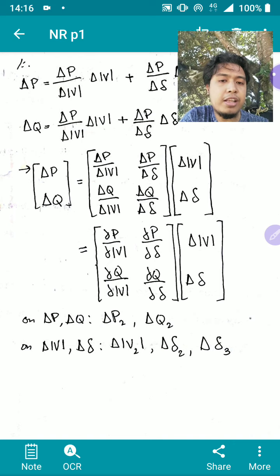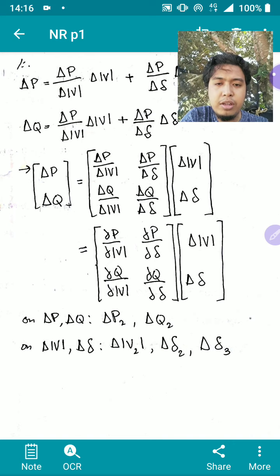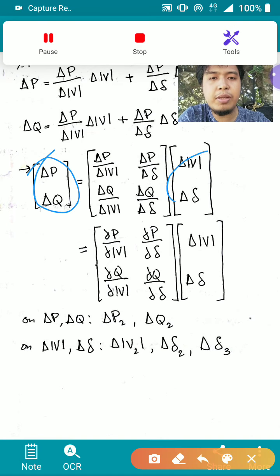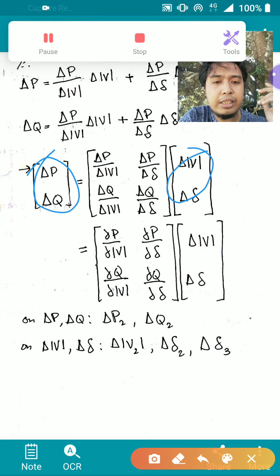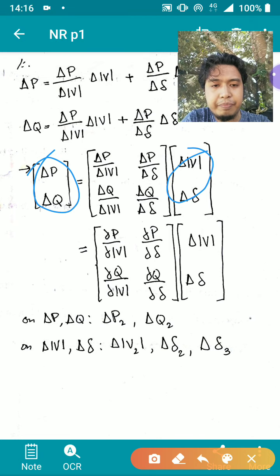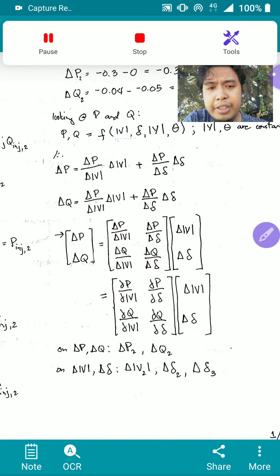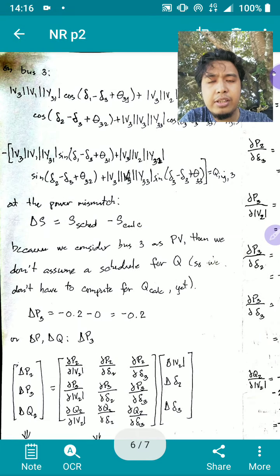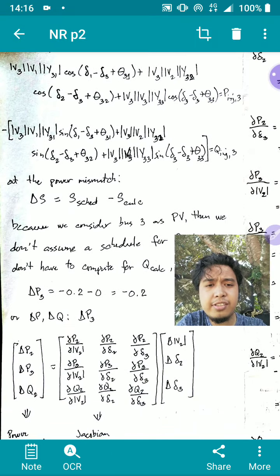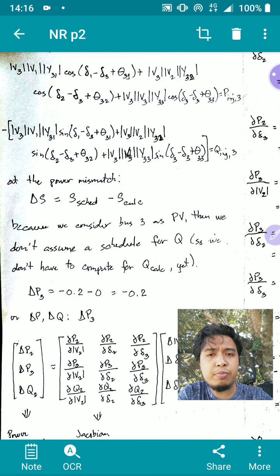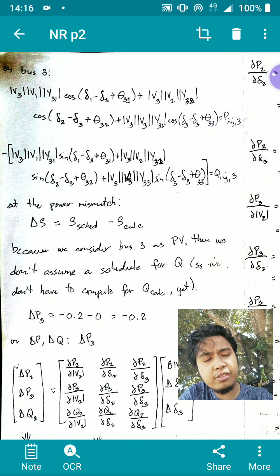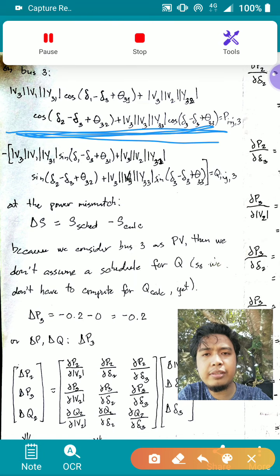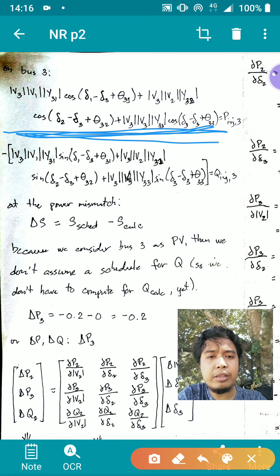So on delta P and delta Q, you have a delta P2 and a delta Q2. On this matrix, you have a delta V2, delta 2, and delta 3. Okay. Well, we're not done yet. Let's proceed to bus 3. So the equation for bus 3 is not the same as the equation for bus 2, but the process of getting this formula is the same as on bus 2.